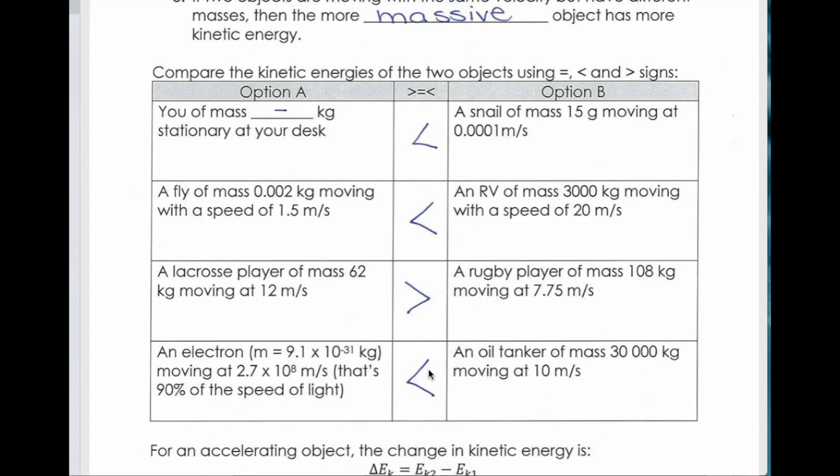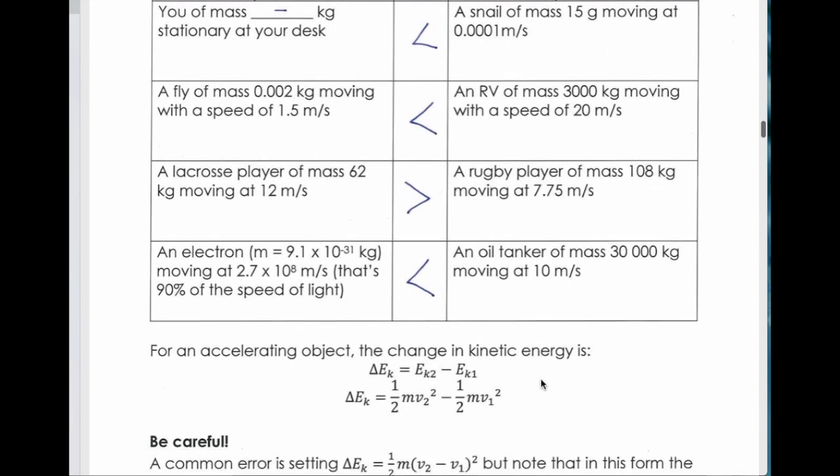Same thing with these two. Even though electrons move very, very fast, they are so small that a larger oil tank that is moving slower would have more kinetic energy.